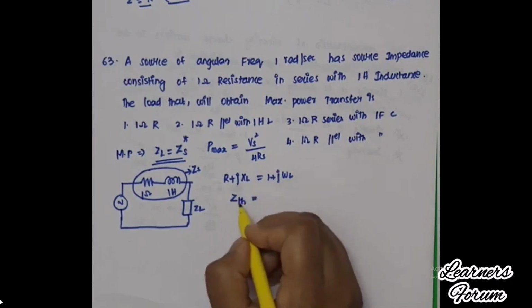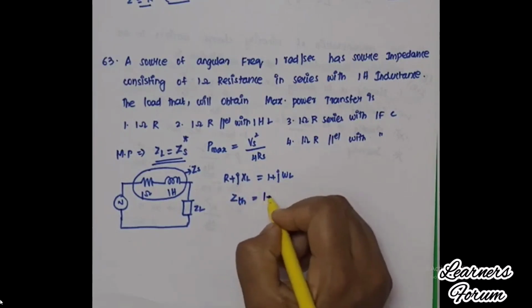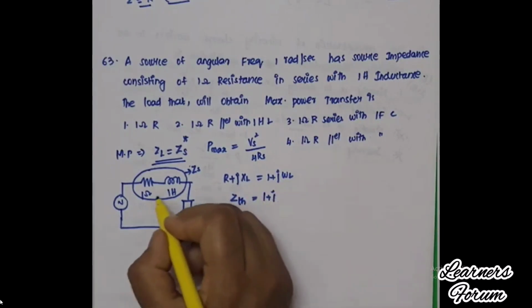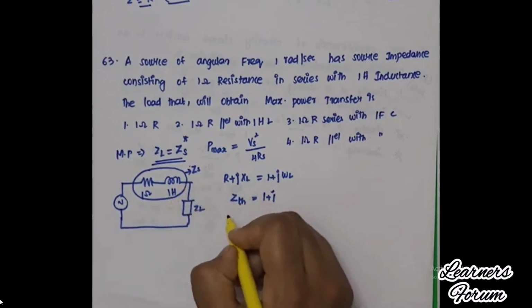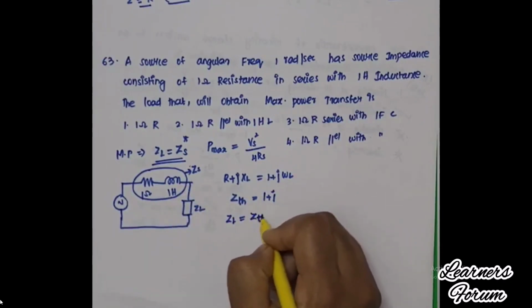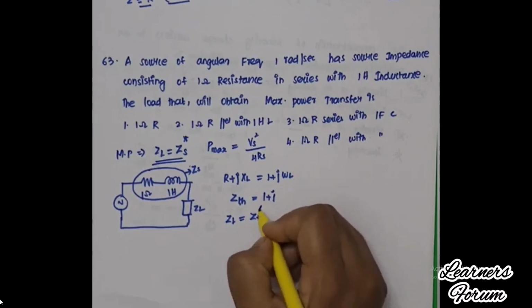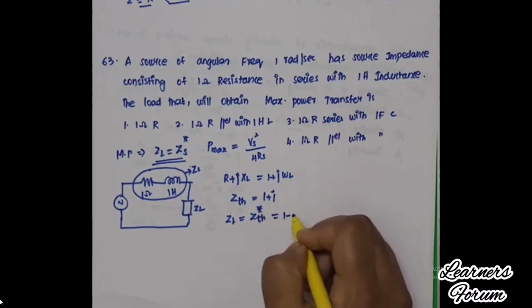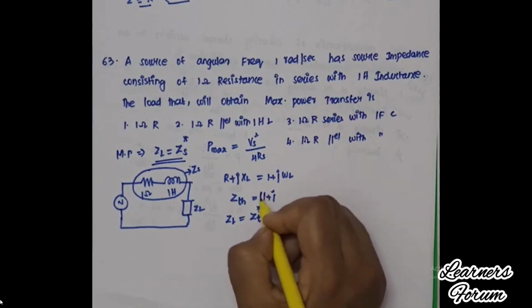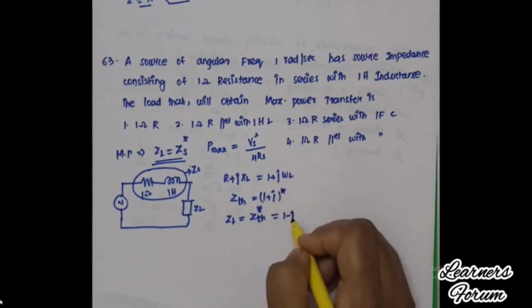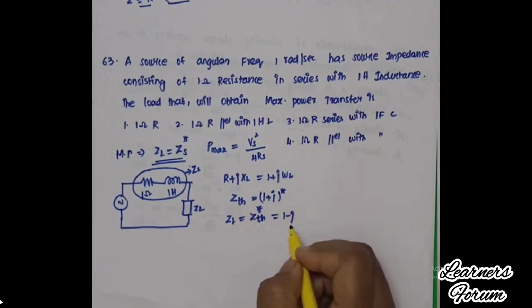Now the ZTH value will be equivalent to 1 plus j. Substituting the series values and all, we will get the resultant as 1 plus j. The load value will be equal to the ZTH conjugate value as per the condition we have seen, which is equal to 1 minus j now. So 1 minus j is nothing but the 1 plus j conjugate value.